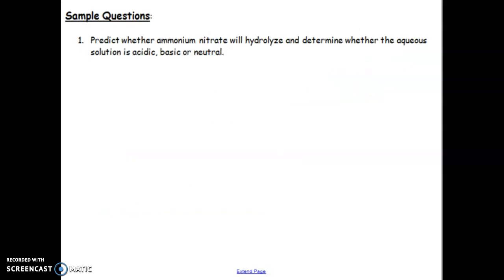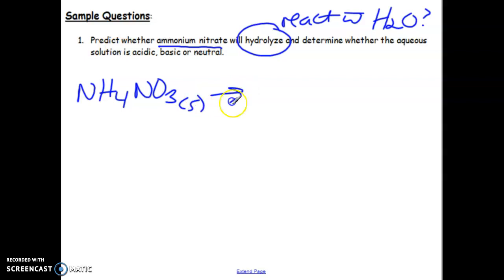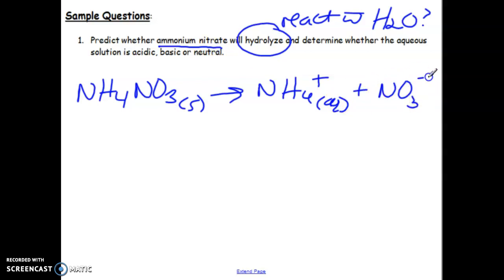So we have: predict whether ammonium nitrate will hydrolyze and determine whether the aqueous solution is acidic, basic, or neutral. So basically, remember what this means is it's saying, will this react with water? Okay, so let's take a look. First things first, we need to write out our compound and our dissociation. So we have ammonium ions and we have nitrate ions. Okay, so this is where you're going to think to yourself, are the criteria being met?